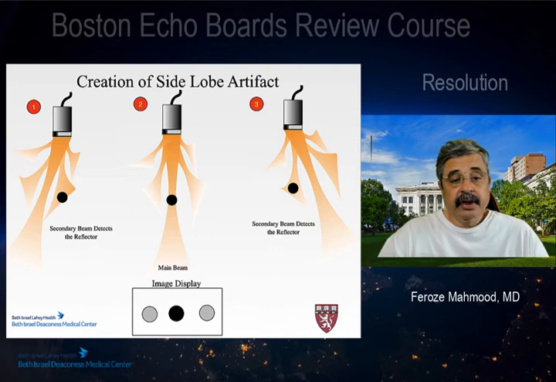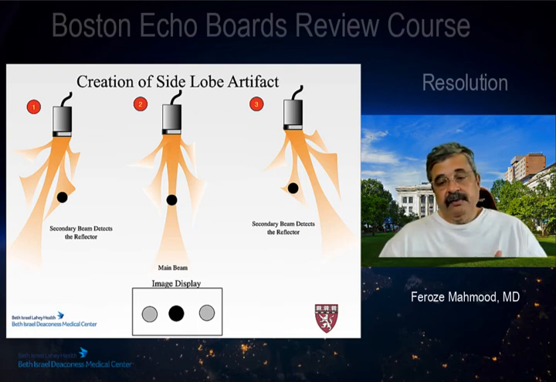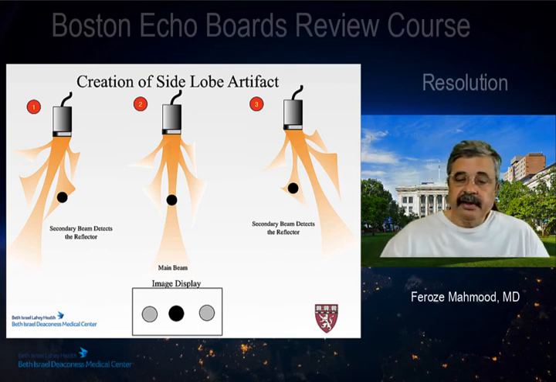To review one more time, the secondary beam detects the reflector on either side of the main beam, leading to an image display demonstrating two reflectors on each side of the main reflector, which is seen as an image of much higher amplitude as opposed to the low amplitude image of the side lobes, which is a characteristic of them. And they're always located farther than the focal zone and are at the same level as that of the original reflector.